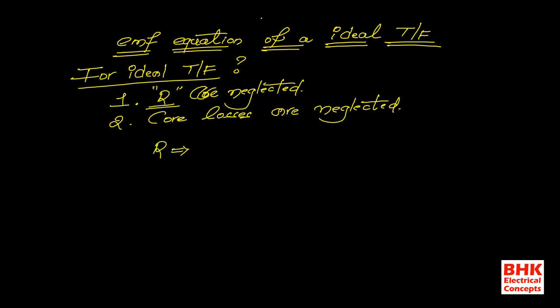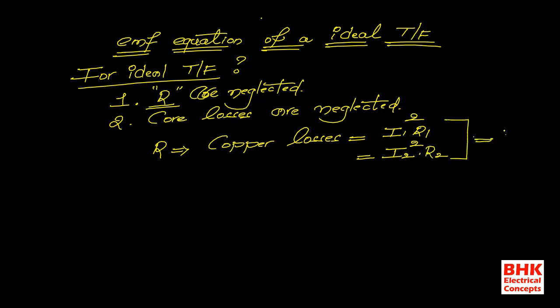Here the value of R is neglected, which means that due to the resistance we get some losses in the primary and secondary winding of a transformer. Those losses we call copper losses. The formula we use for the primary side is I1 squared into R1, and for the secondary side I2 squared into R2. These two formulas are used to calculate the copper losses in the primary and secondary sides of a transformer.